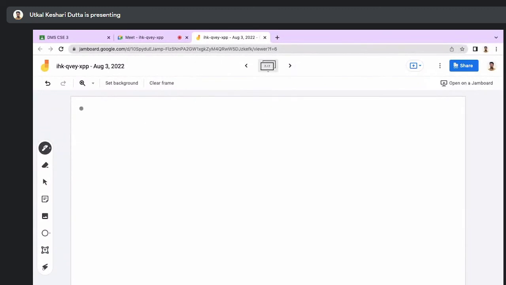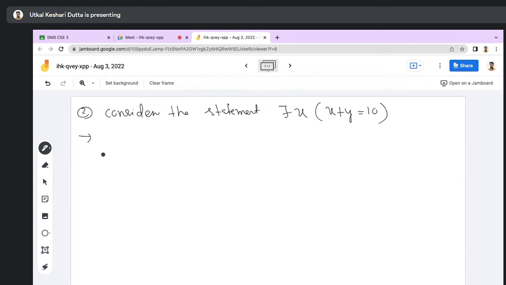We'll see one more example. Consider the statement: there exists x, x plus y equal to 10. Then in this example, what are the variables x and y? Which variable is bound and which variable is free? Yes, x is bound and y is free here.